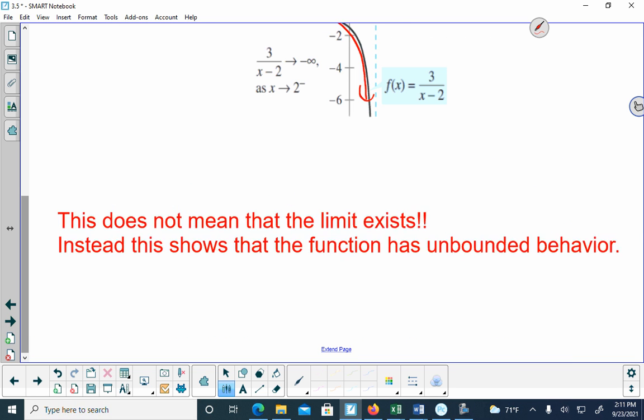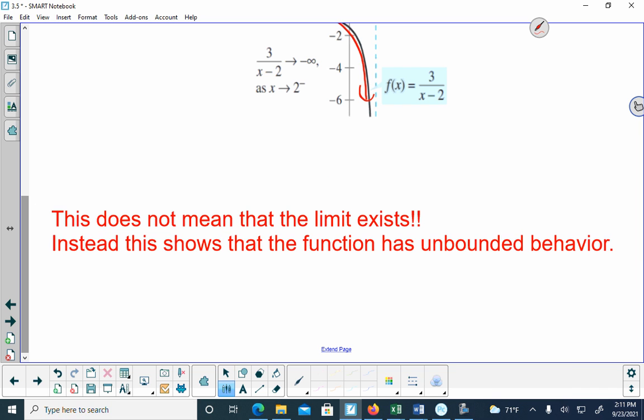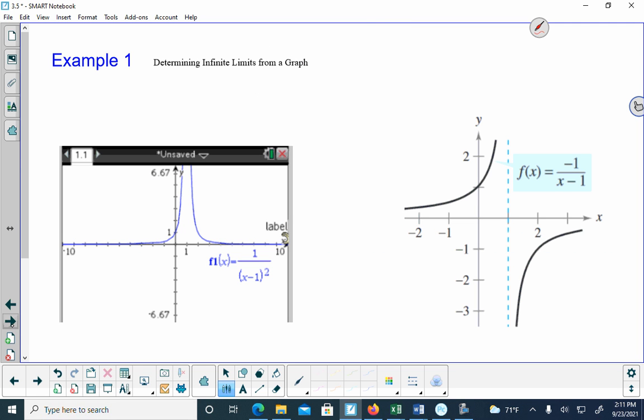But I just want to make sure that if you're saying that the limit approaches infinity or negative infinity, your limit does not exist. You're just telling us what it looks like. Does that make sense? You're just explaining what the unbounded behavior is.